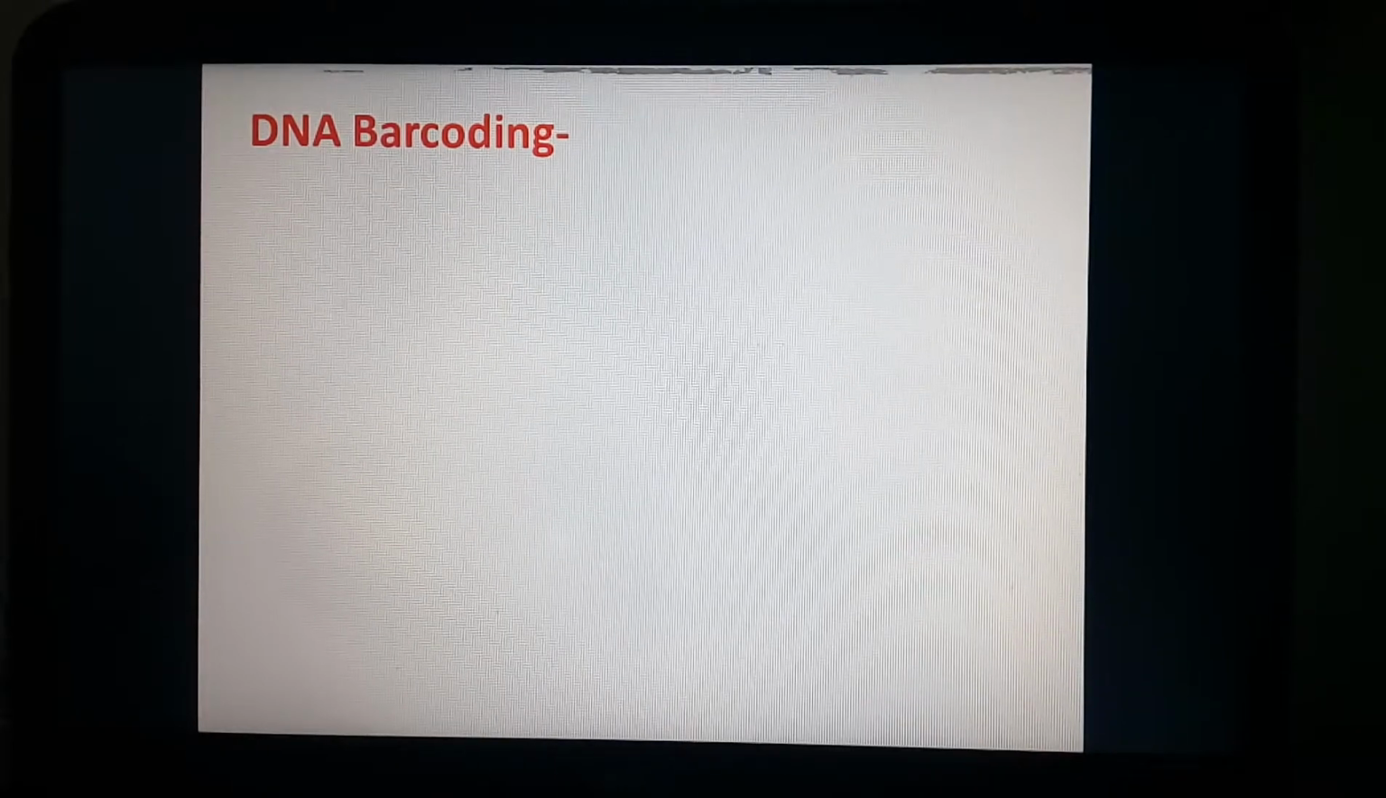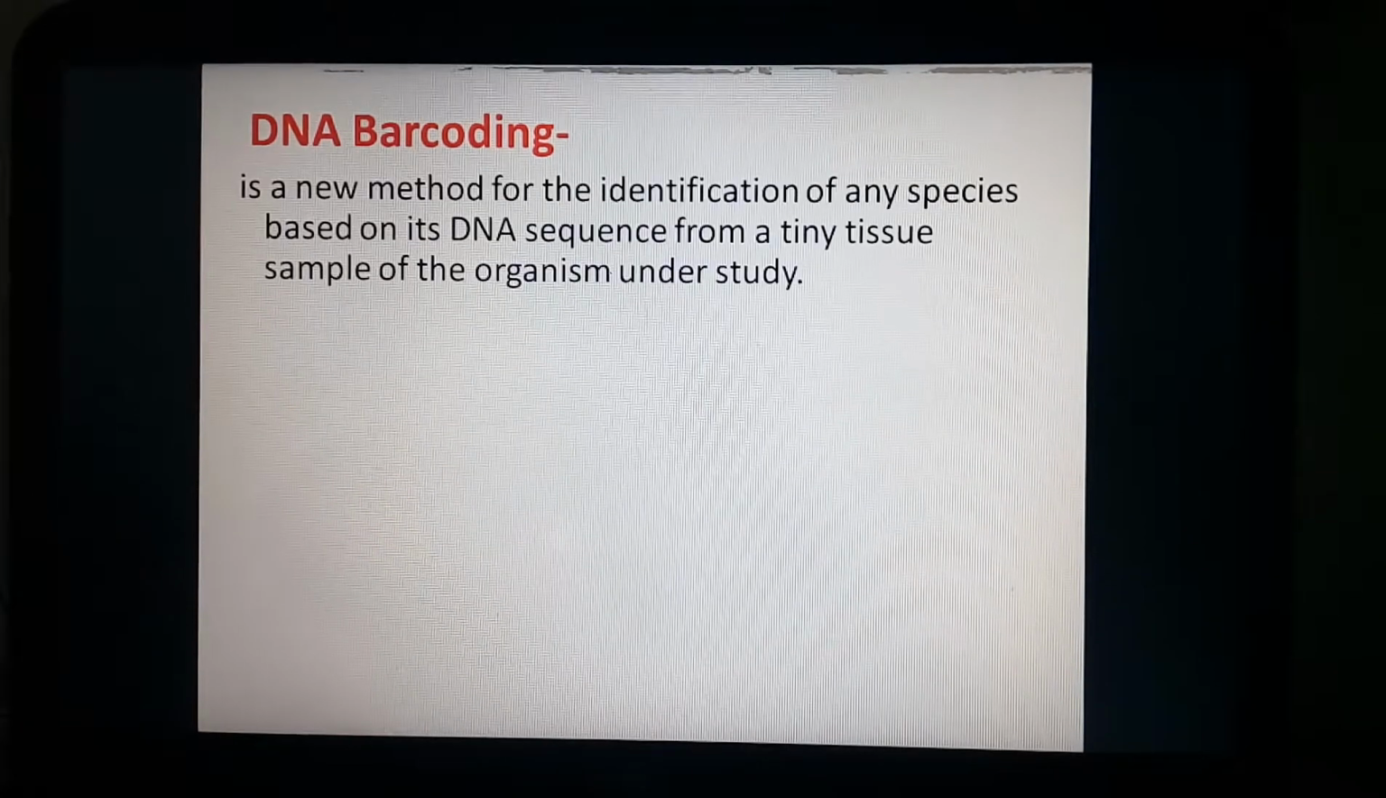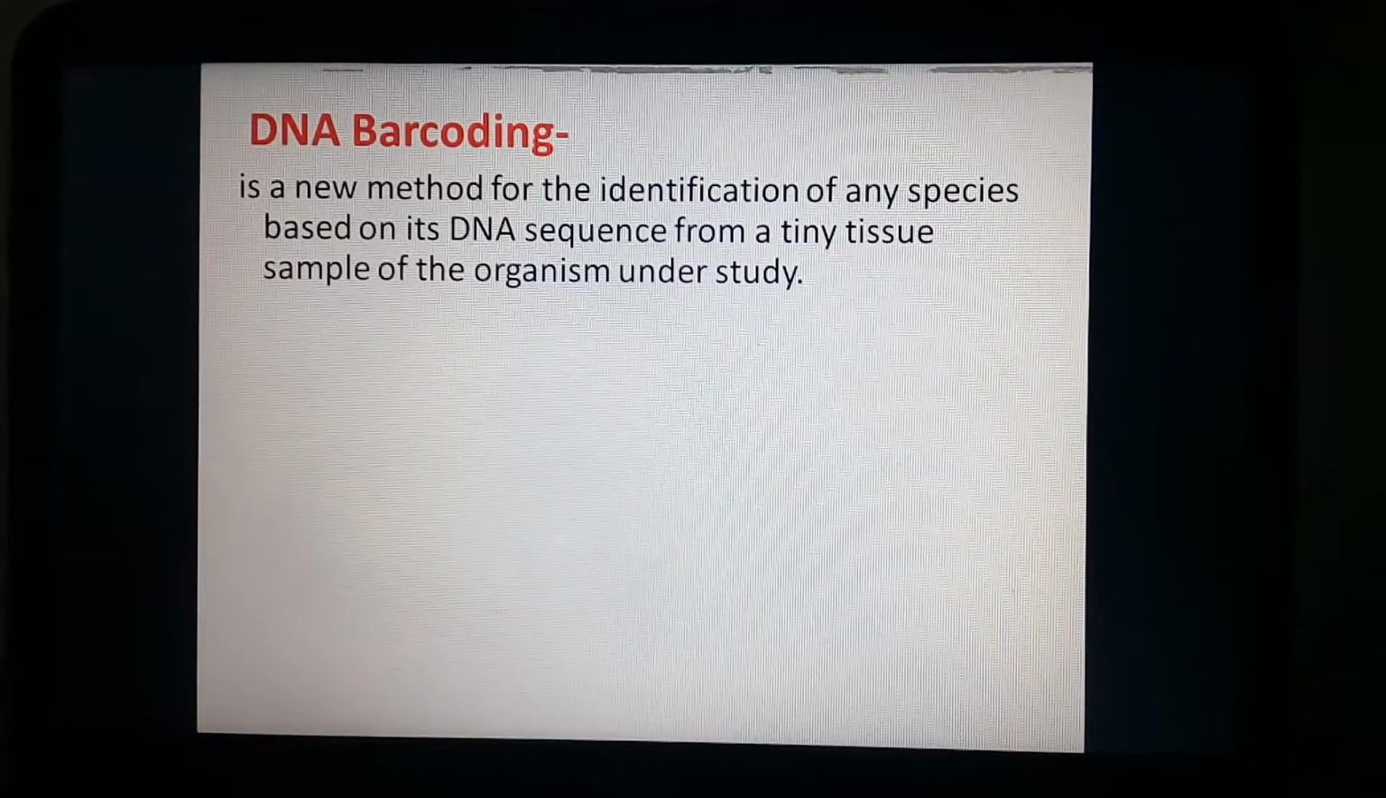In the systematics of living organisms, up to now we have discussed the different methods used in taxonomy. So the next method is DNA barcoding. While classifying animals, DNA barcoding is considered. DNA barcoding is actually a new method for the identification of any species based on its DNA sequence.